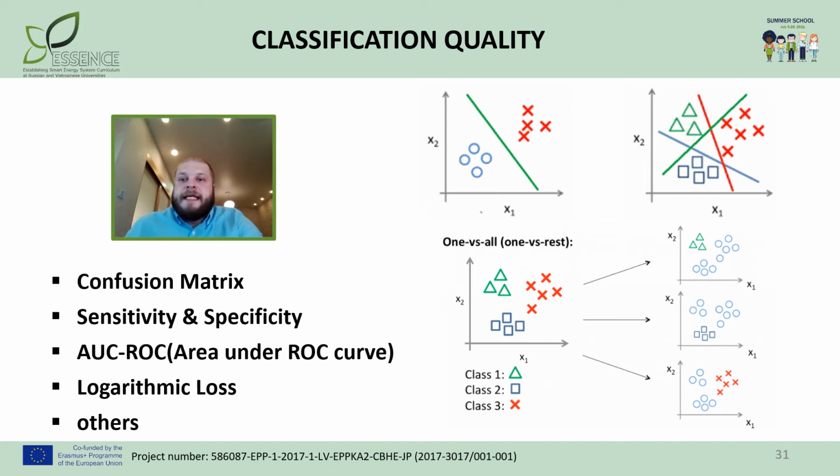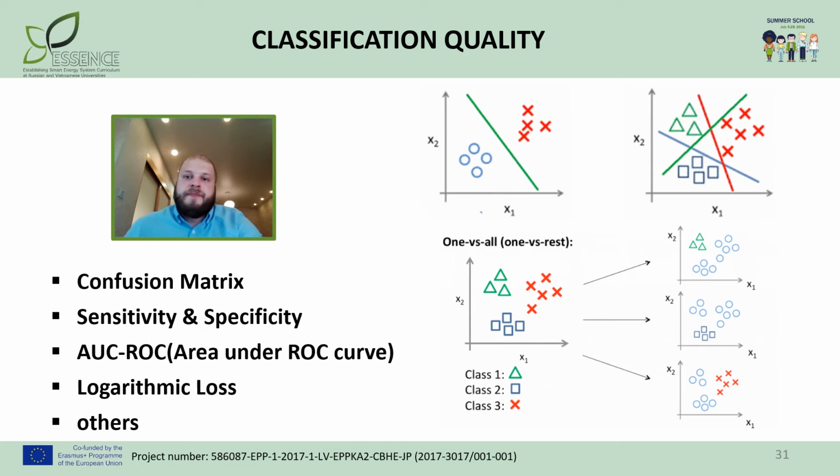Sensitivity and specificity are statistical measures of the performance of a binary classification test that are widely used. Sensitivity, its true positive rate, measures the proportion of positives that are correctly identified. In other words, the proportion of those who have some condition who are correctly identified as having this condition. Specificity, true negative rate, measures the proportion of negatives that are correctly identified. In other words, the proportion of those who do not have the condition who are correctly identified as not having the condition.